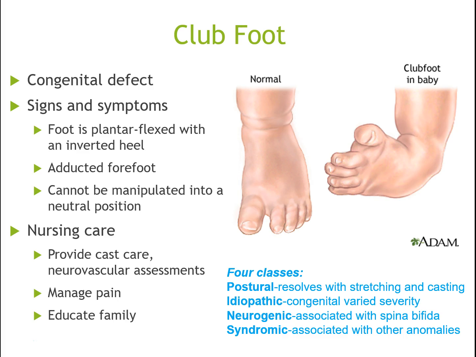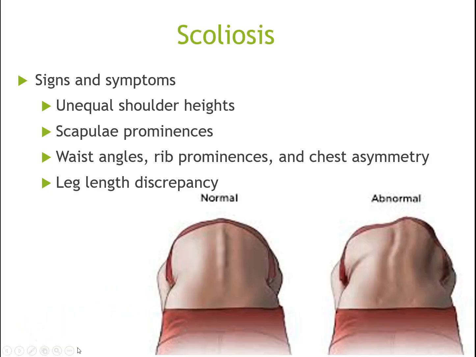Postural, as I said, resolves with stretching and casting. Idiopathic, where it's more congenital, depends on the severity as to what the treatment will be. Neurogenic, so kiddos with spina bifida, a lot of times are going to have clubfoot. And syndromic, which is associated with other anomalies that they may have. And in some cases, with some of these more rare types, the neurogenic and the syndromic, they may require surgery.